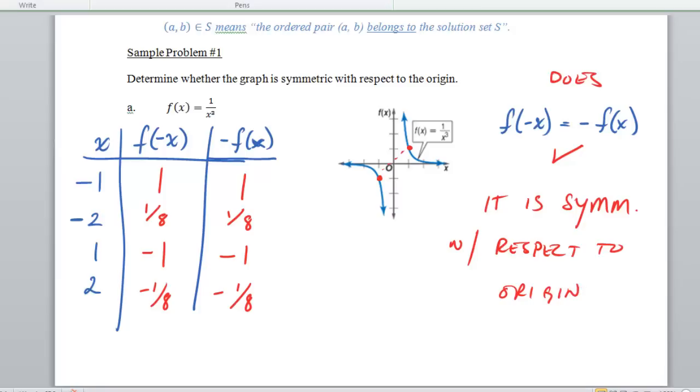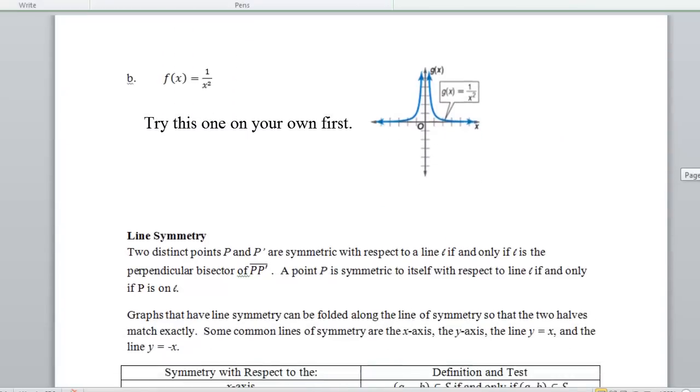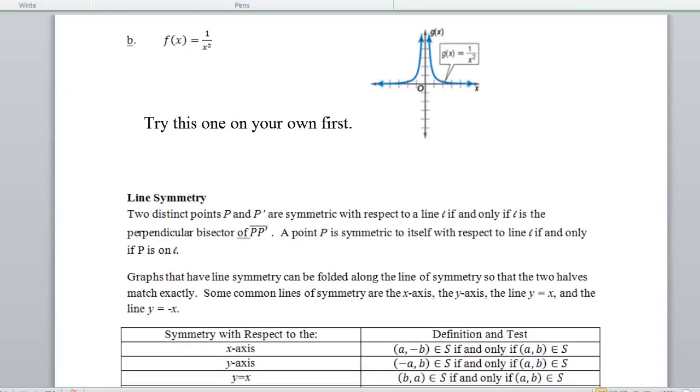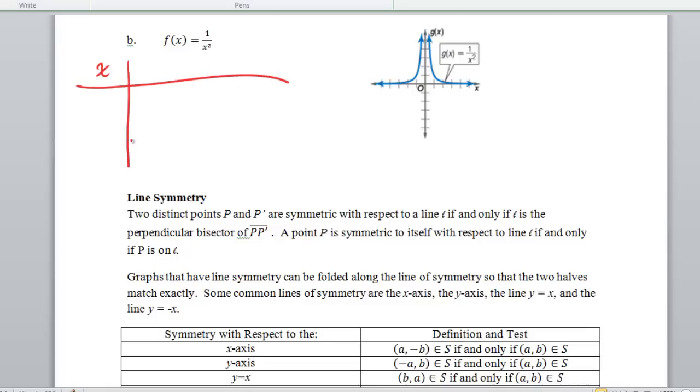Now, let's take a look at one that doesn't. Now, I think we can clearly see in part B that it's not symmetric with respect to the origin. But let's see how that plays out from the f of x standpoint. Again, I'm going to just create a quick little set of table values and see if my new functions, and I'll just use a few points, that'll be plenty enough.